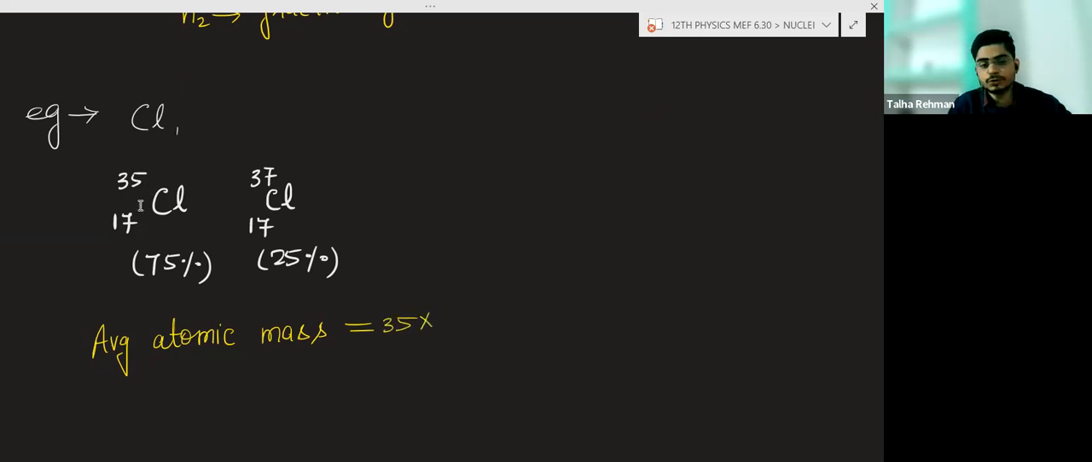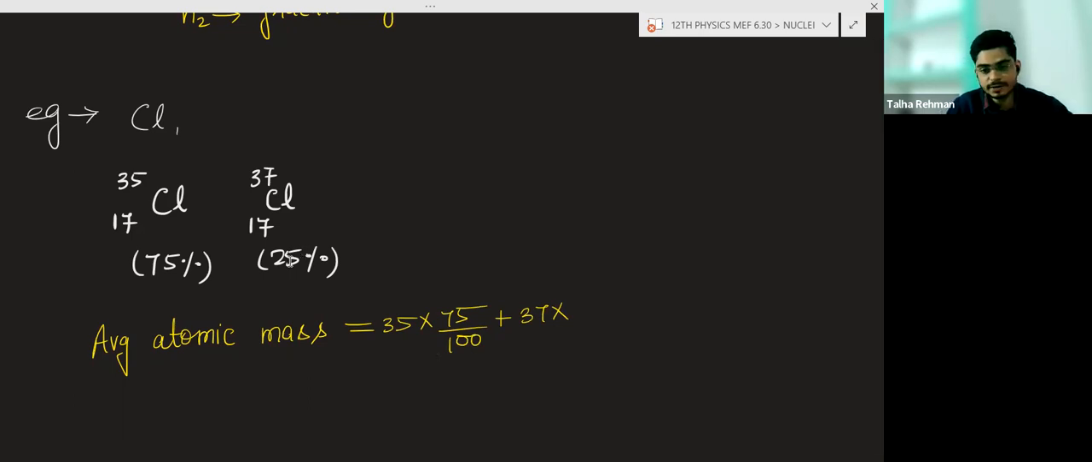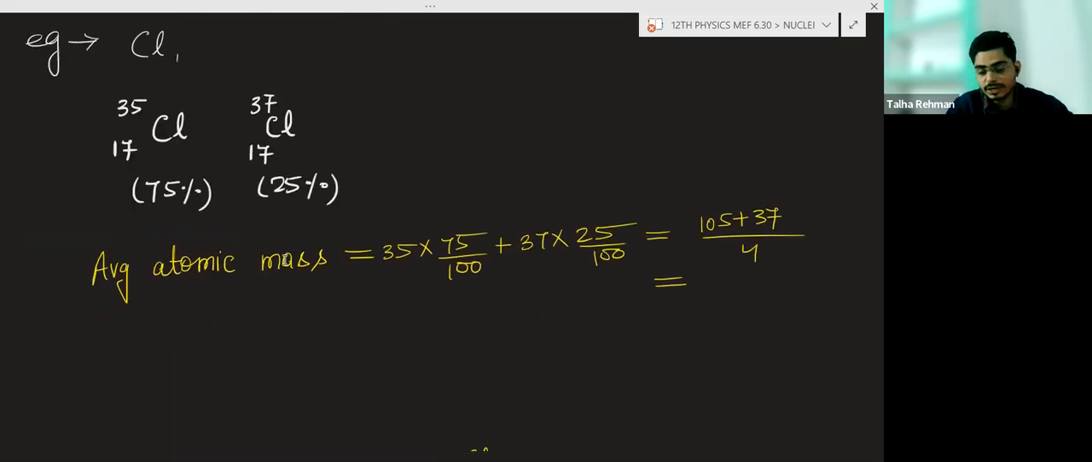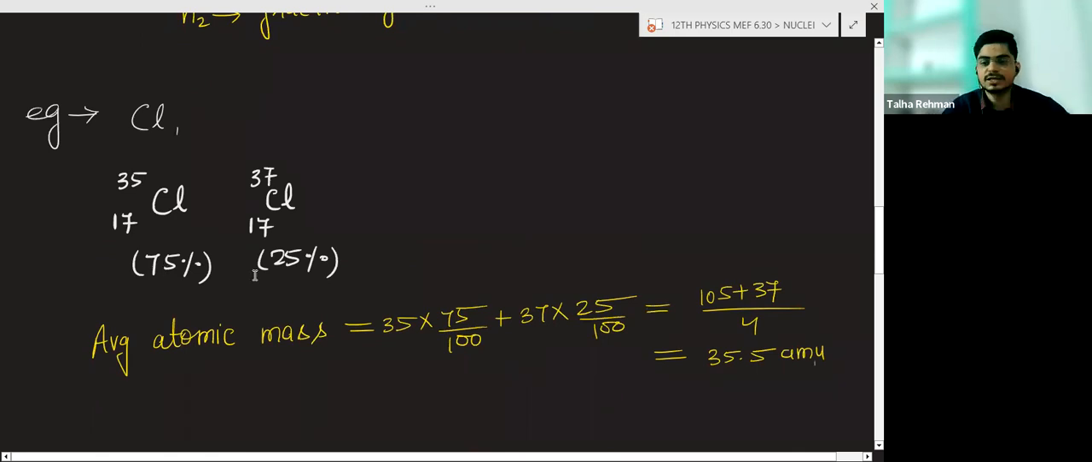So this is 35 multiplied by the fraction of composition, so it will be 75 divided by 100, plus 37 multiplied by the fraction of composition, 25 by 100. When you calculate this, you will get 105 plus 37 divided by 4, and finally you will get the average atomic mass of chlorine as 35.5 AMU. So that is why we write the mass of chlorine as 35.5, because of the isotopes.